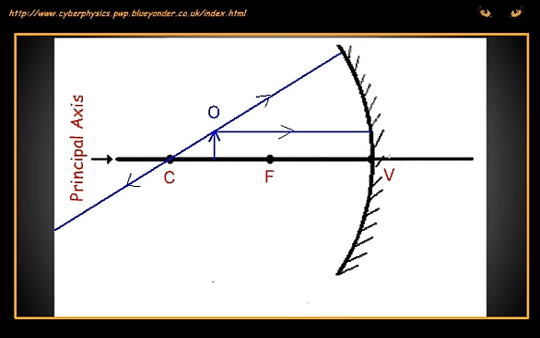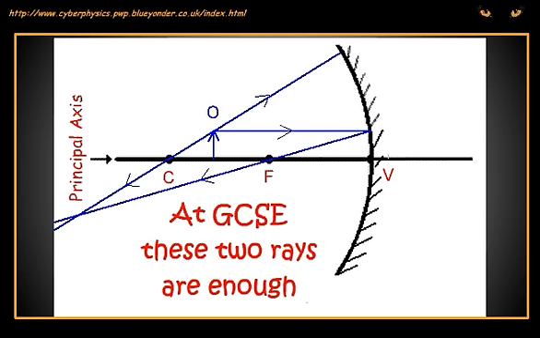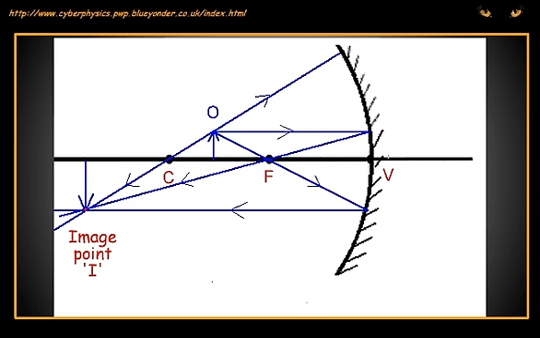At GCSE, those 2 rays are enough to get you the full marks. But if you want to be 100% sure that you have drawn it correctly, do the 3rd ray, and you should find that that will meet at exactly the same point. Take a ray from the object through F on its way to the mirror. Now add the arrow. Make it reflect from the mirror so it travels parallel to the principal axis.